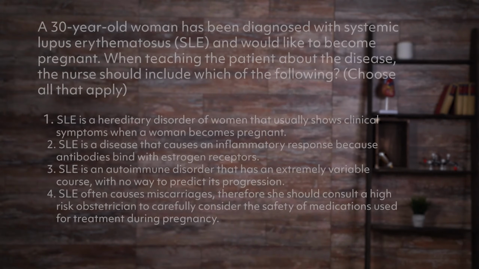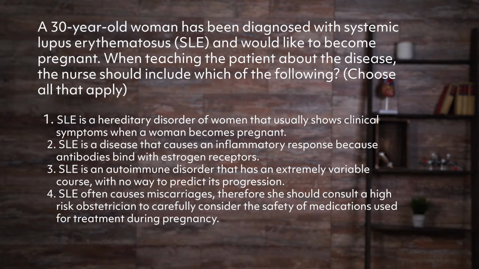Okay, let's go over a few questions to review. A 30-year-old woman has been diagnosed with systemic lupus erythematosus, SLE, and would like to become pregnant. When teaching the patient about the disease, the nurse should include which of the following? Choose all that apply.